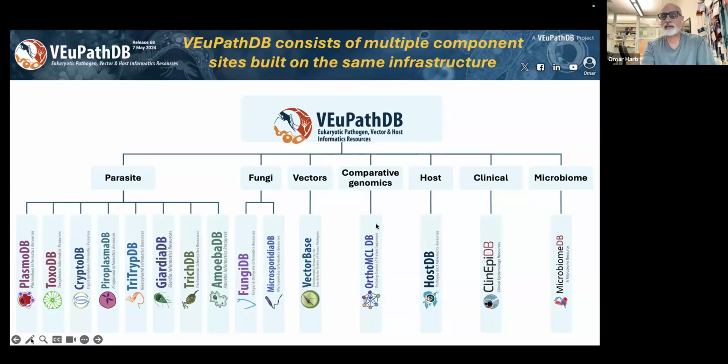We heavily rely on OrthoMCL for integration into ViewPath and all of our databases. So it's highly relevant, not only if you're interested in basic comparative genomics across the tree of life, but also if you're interested in a particular parasite, fungal pathogen or vector, and you want to find genes with a particular phyletic pattern or look for homologs or orthologs across various organisms.